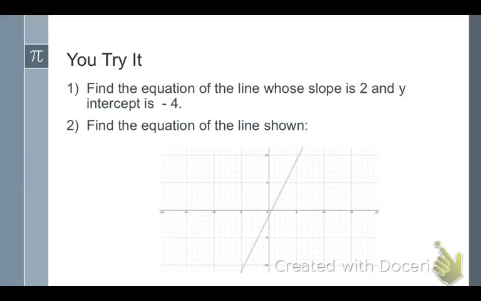Now, you try it. Find the equation of the line whose slope is 2 and y-intercept is -4. And then find the equation of the line shown in the graph by picking the slope and y-intercept off the graph. Stop the video, try these, and then come back and check your solutions.